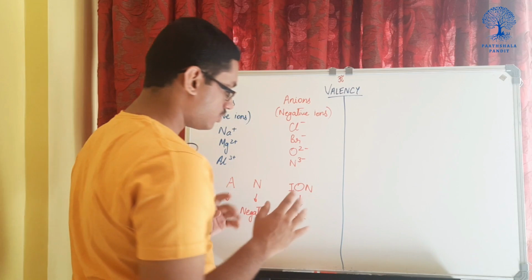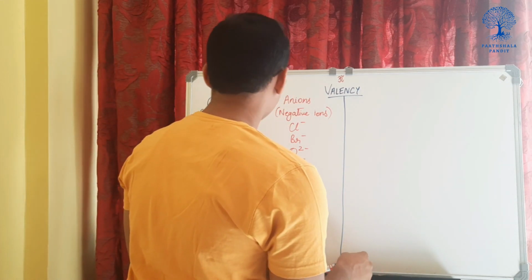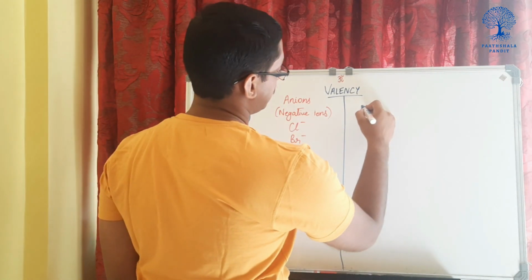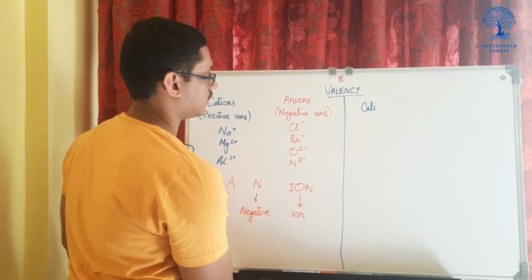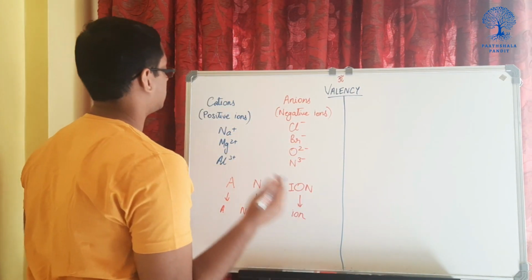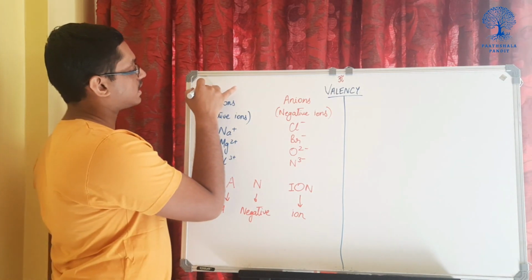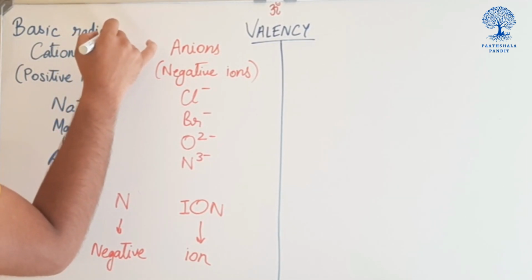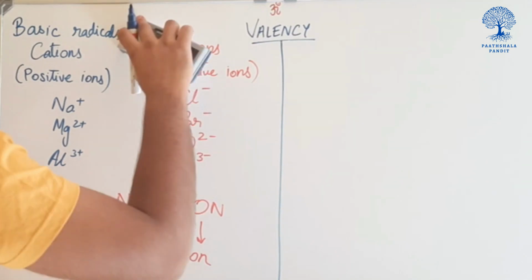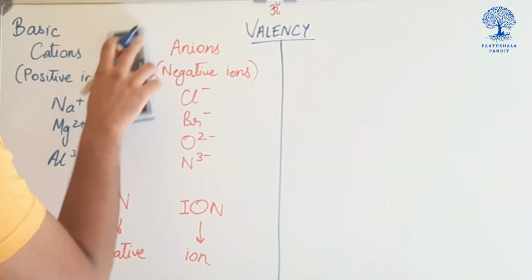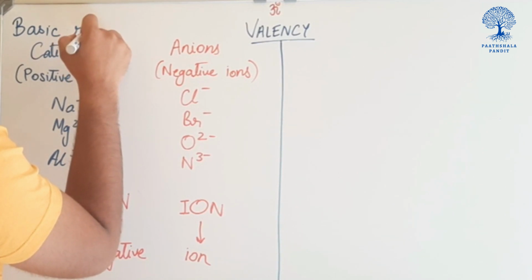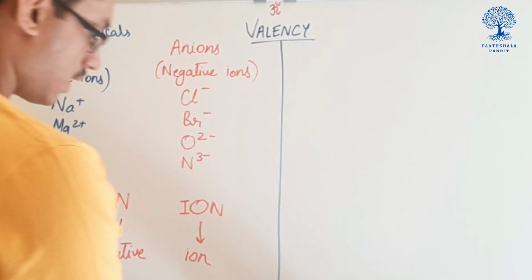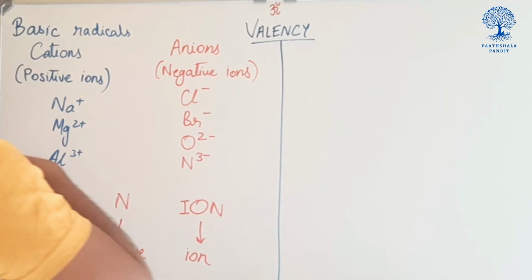Okay, this is understood. Now, what other names do these have? One name is cation, another name is basic radicals. Let me write this here itself. Cations are also known as basic radicals. Now, why are they called basic radicals? I will explain in higher classes. For now, just remember they are known as basic radicals, and these anions are known as acidic radicals.